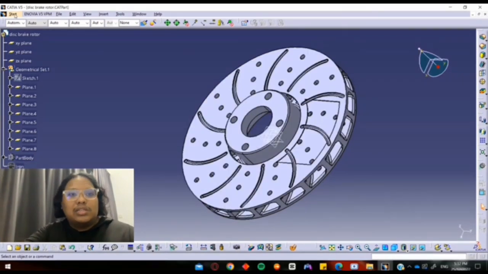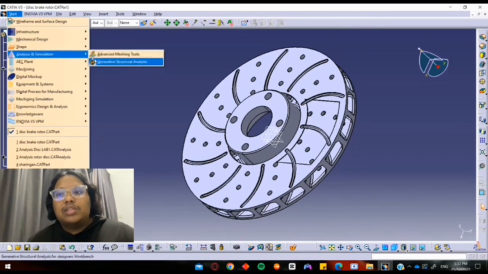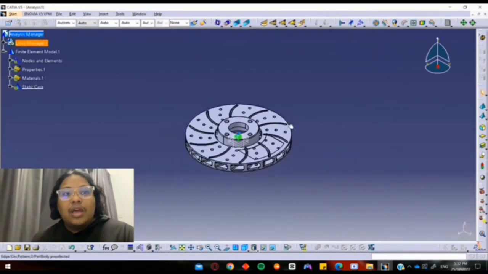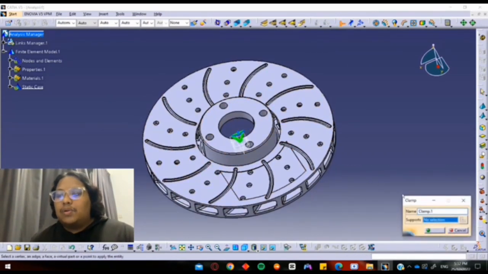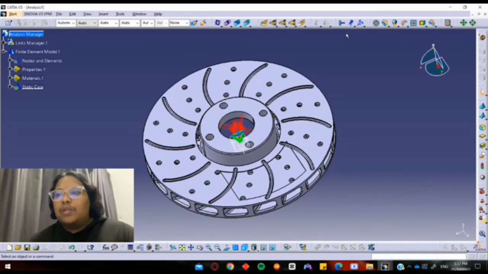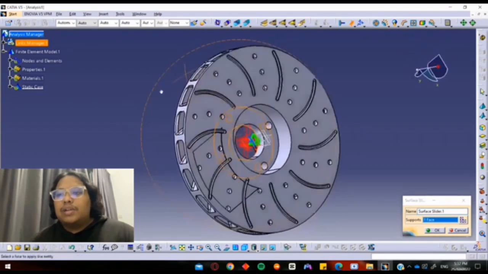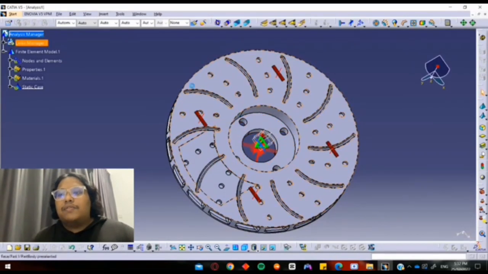To start the analysis, from the brake rotor disc part, we will select Start at the top left, and then go to Analysis and Simulation, select Generative Structural Analysis, and start the static analysis. After that, we will proceed to clamp the brake rotor at the center hole, and we will use the surface slider on the surface of the brake disc rotor, the front and the back, the rear face.